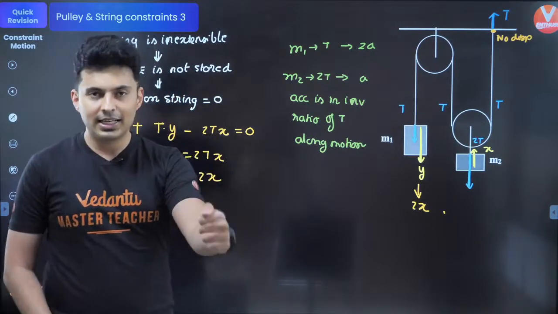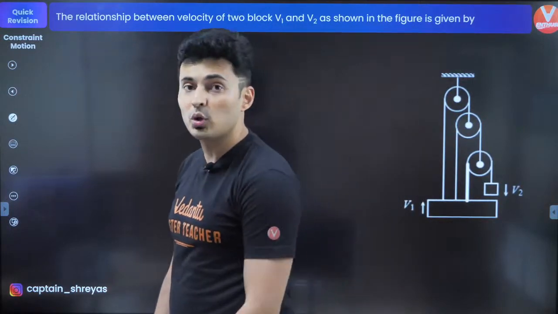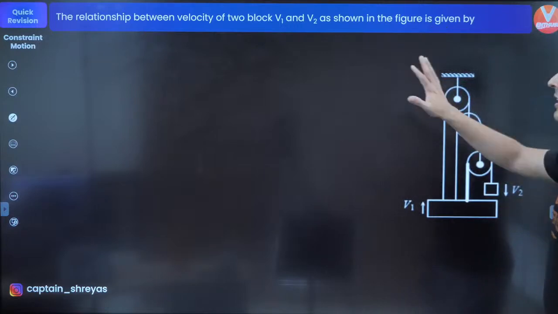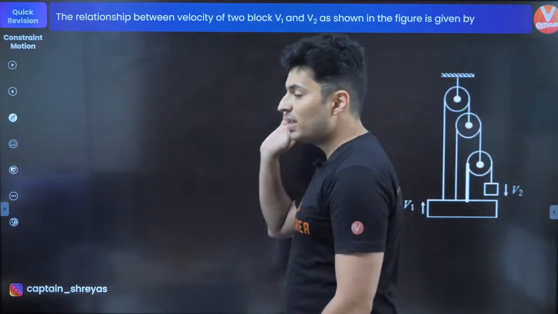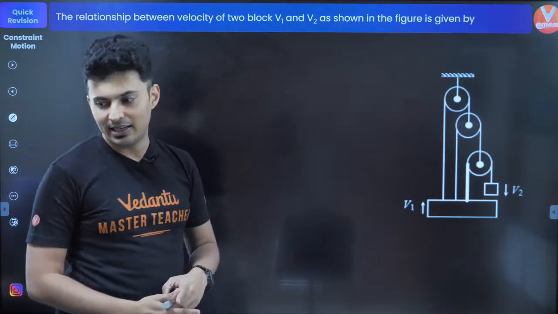Okay, great. Let's move on now to some questions coming up on your screen. It's up to you how you want to solve it. Yes, this method is the easiest. Relationship between velocity of block 1 and block 2. Look at this, 3 pulleys, but only 1 pulley is fixed. I think the other 2 are movable.